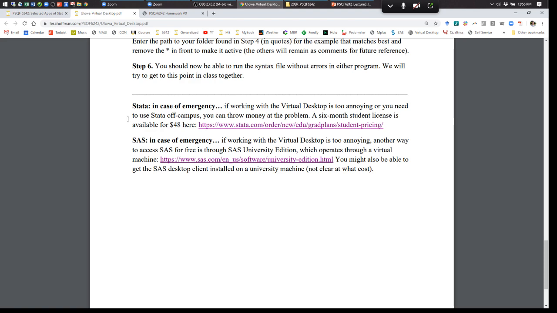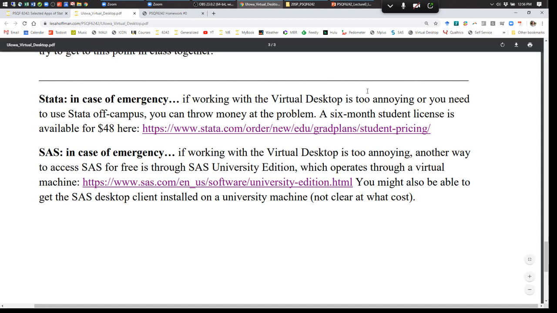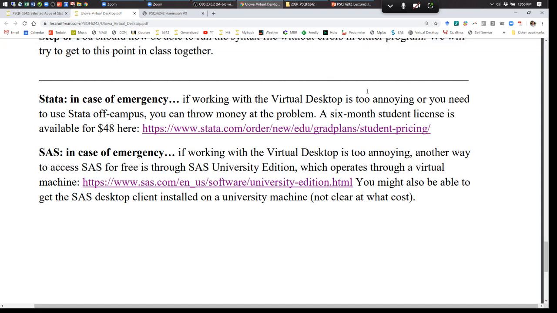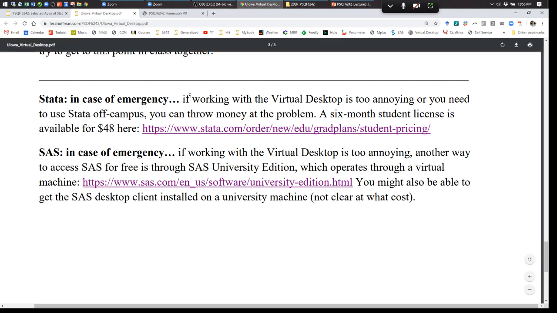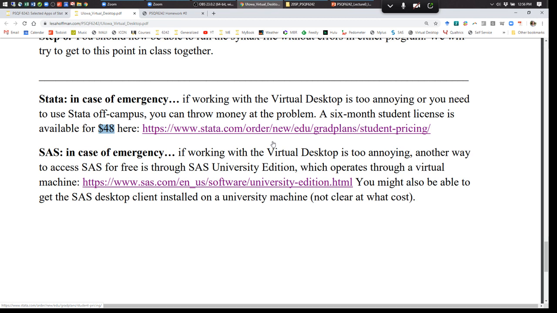And if for whatever reason the virtual desktop is just not going to work for you, because you need to use data from off campus or it's too annoying, you can throw money at the problem. So those of you who want to use Stata off campus and are willing to part with $48 to be able to do so, here's where to buy it. You do not have to do that, but sometimes it's easier than fighting the system. A few people did that last semester.